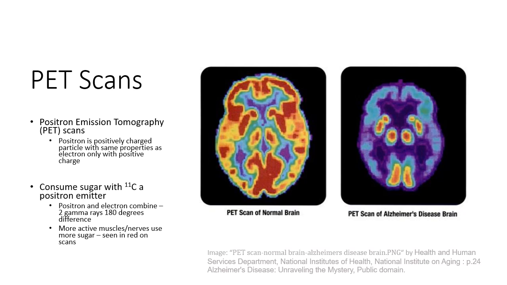So here you can see that red indicates more emissions and blue indicates fewer emissions. These are scans that are a comparison between a normal brain and one with Alzheimer's disease. You can easily see that there's a drastic decrease in brain activity associated with Alzheimer's.